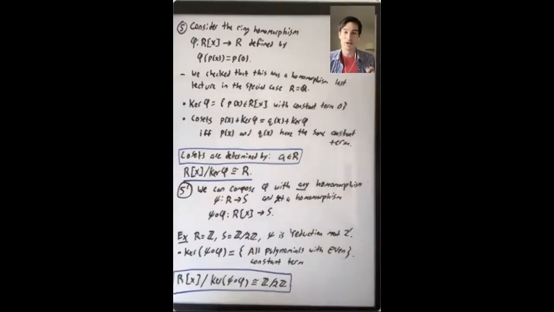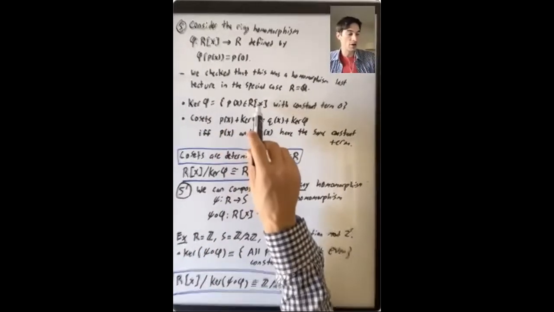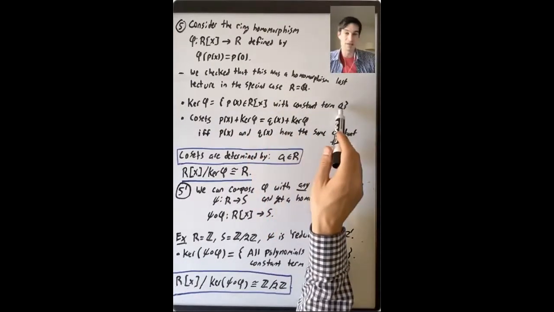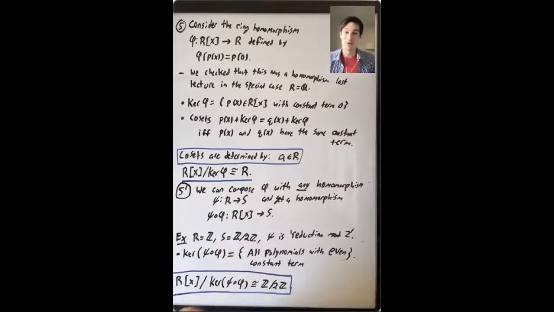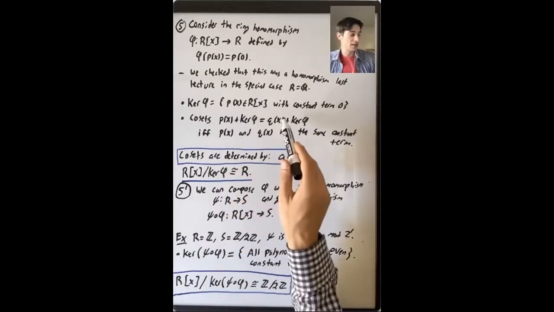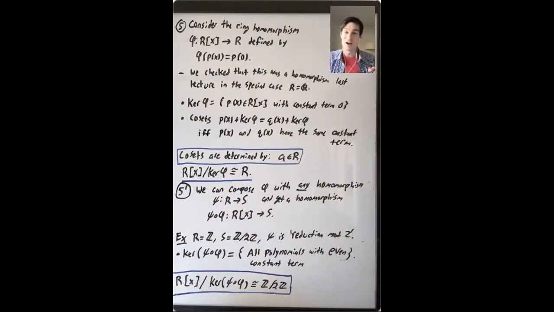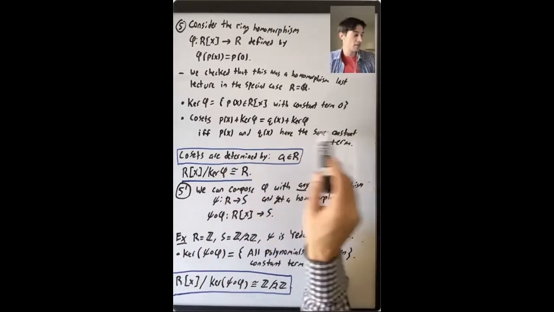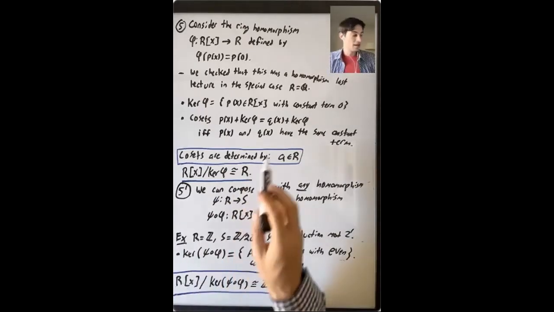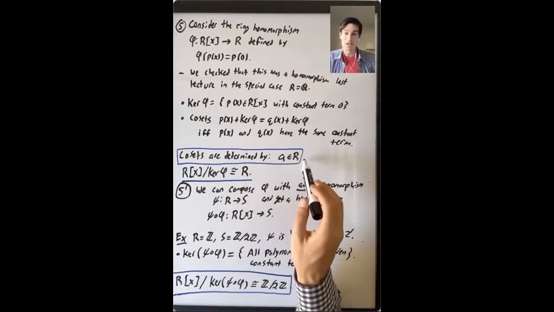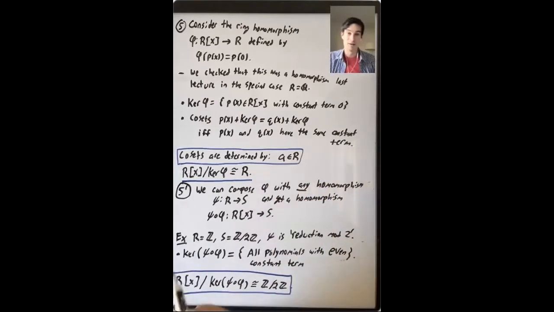What is the kernel of this homomorphism? It's all the polynomials in R[x] with constant term 0. Those are exactly the ones where you evaluate at the additive identity and you get 0. What do the cosets look like? When are p(x) and q(x) in the same coset of the kernel of phi? Well, that's exactly when p(x) and q(x) have the same constant term. So what do elements of R[x] mod the kernel look like? They are determined by possible constant terms, by elements a in R.